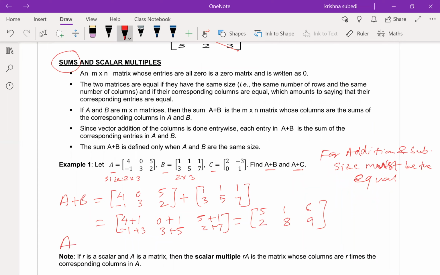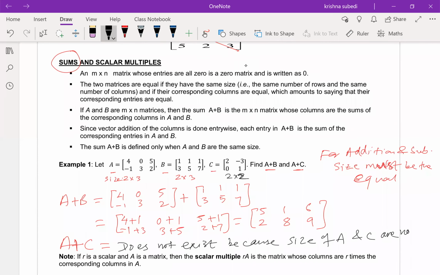Now let us look at A plus C. My question is, is the size the same? A is 2 by 3 and C is 2 by 2. Because the sizes are not equal, the sizes are not the same, addition does not exist, because the sizes of A and C are not the same.